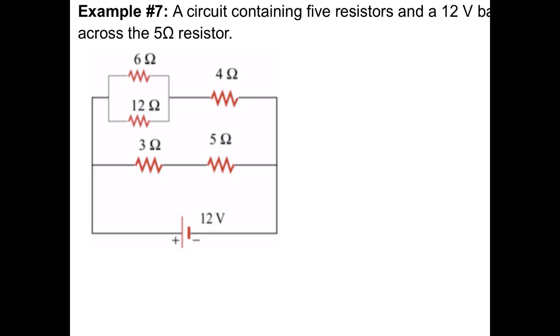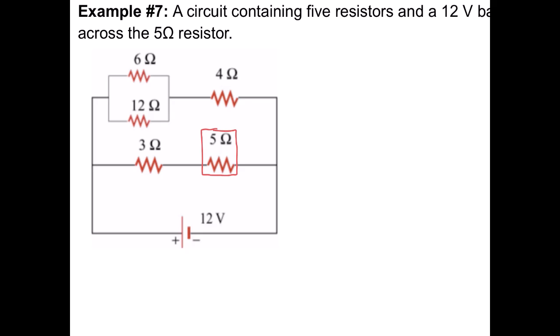All right, so new question here. You can't see the whole question here, but the question is asking us to find the potential difference across the 5 ohm resistor. All right, so that's what our final goal is going to be. Let's see what we can do.